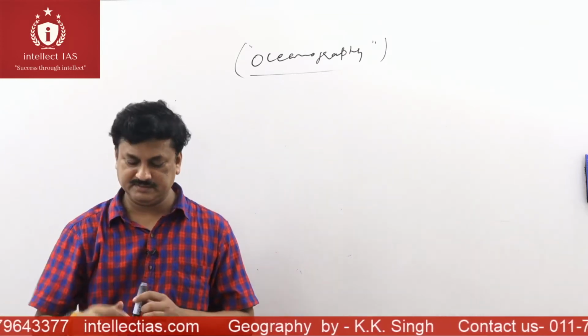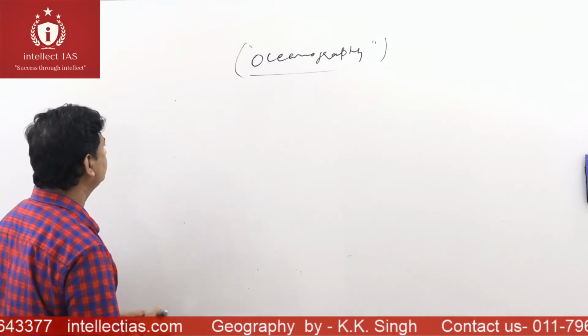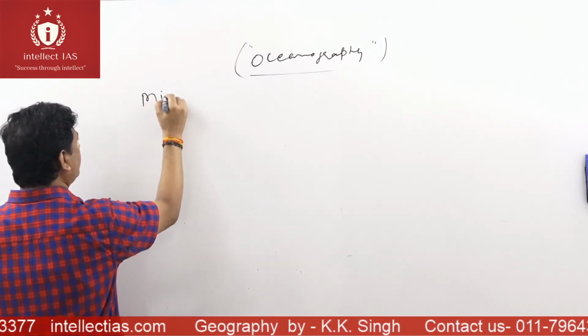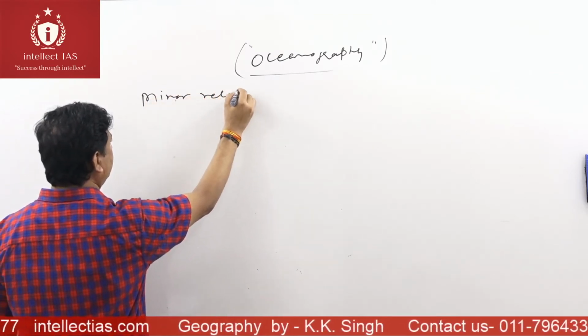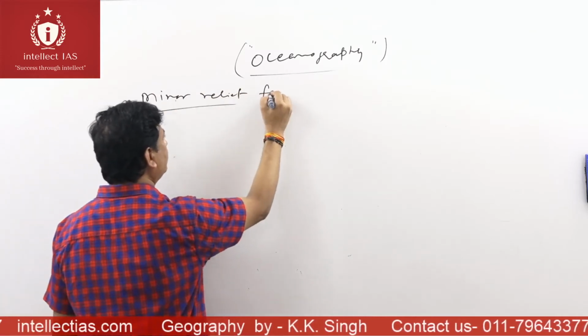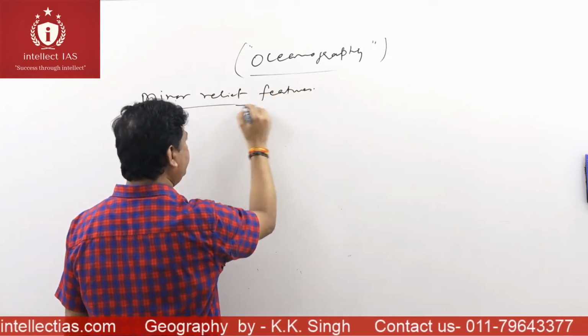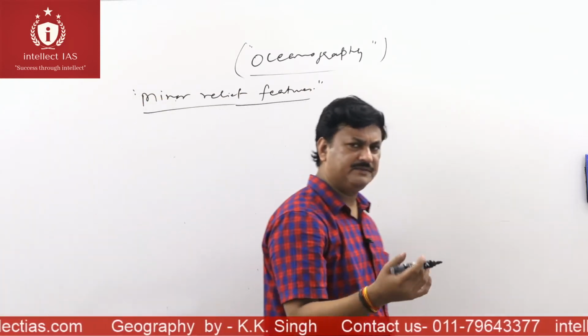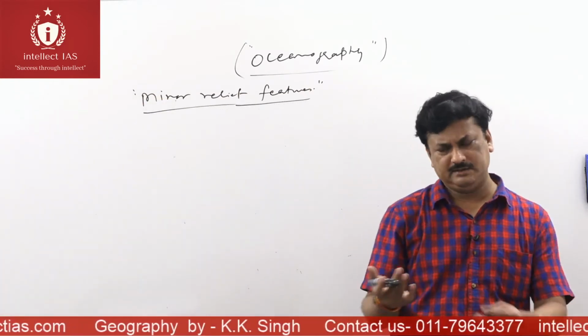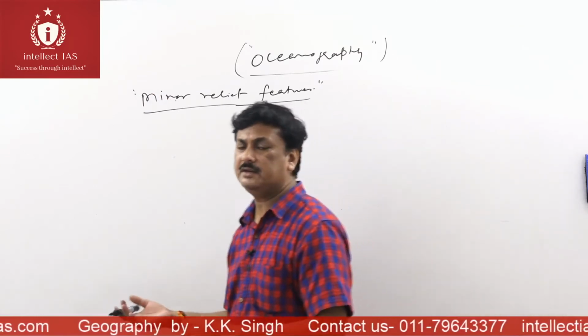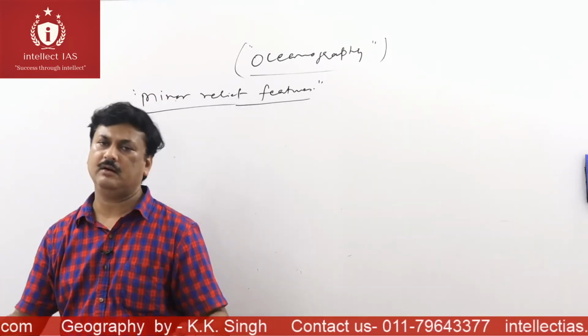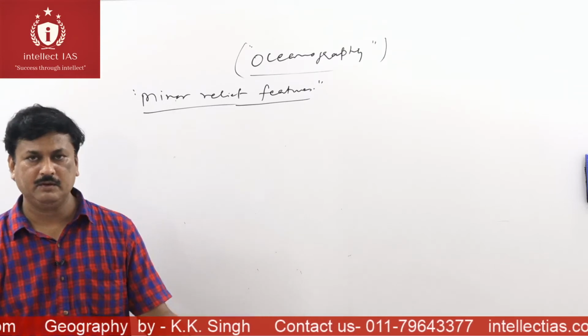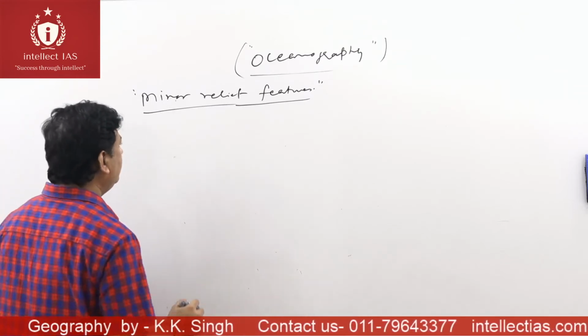Minor relief features. These features are found on the continental shelf slope as well as on the oceanic plain, or we can say the abyssal plain. Okay.